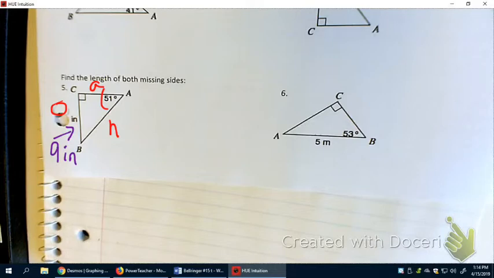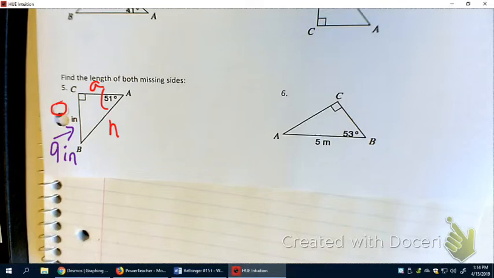Now, because I'm missing both sides, that means I get to pick when I start it off. I want to pick something that has an O with it because O has the 9. But it really doesn't matter whether I use the A or the H because I want to find one of those sides, and it doesn't matter which one you find first. Personally, I usually use sine, but you could use sine or you could use tangent. It doesn't really matter. Which one do you want to do?